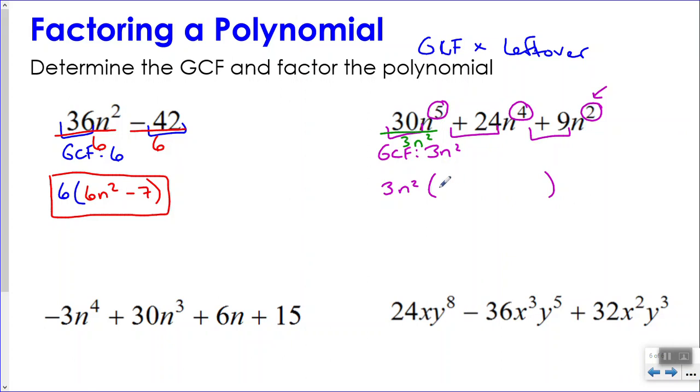So 30 divided by 3 is 10, and n to the 5th divided by n squared is n cubed. 24n to the 4th, factor out the 3n squared. 24 over 3 is positive 8. n to the 4th over n squared is n squared. And we do our last one. 9 divided by 3 is positive 3. n squared divided by n squared is 1, so we don't have an n in this term. We leave it as is.